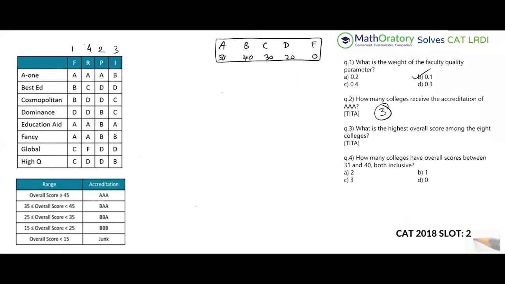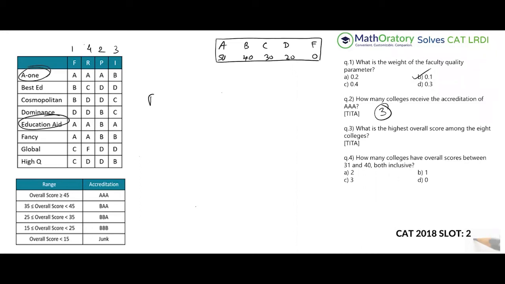Okay, question 3 is asking what is the highest overall score among the 8 colleges? This is something we already figured out, right? There are 3 colleges. In the previous question itself, we figured it out. There were 3 colleges which were getting into the category of AA. And out of those 3, education aid had a higher one than A1, right? If you remember, that was having a higher weight.